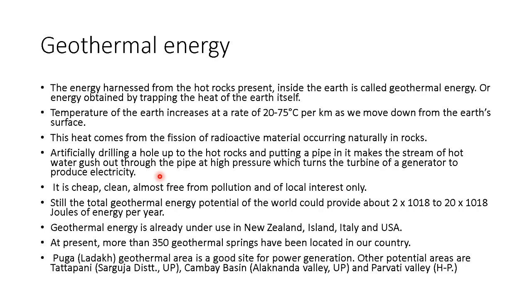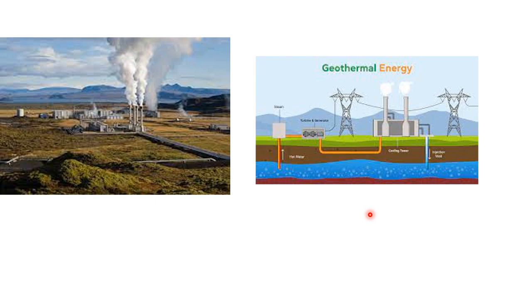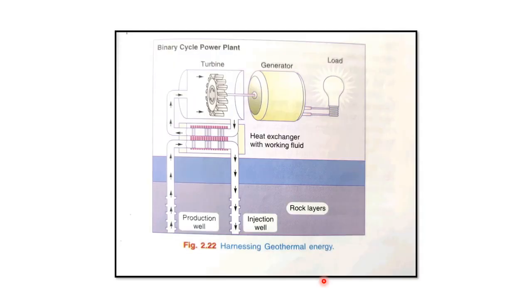Okay, so it is used in New Zealand, Iceland, Italy, and USA. Okay, in India there are plants at Puga in Ladakh, and other areas like Tattapani in Surguja district, Tapovan in Uttarakhand, and Parvati Valley in Himachal Pradesh. Okay, so the heat is generated and converted into electricity, that is geothermal energy. See the heat exchanger with the working fluid and the turbines rotating and generating energy.